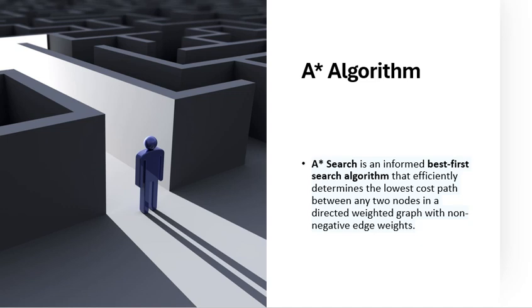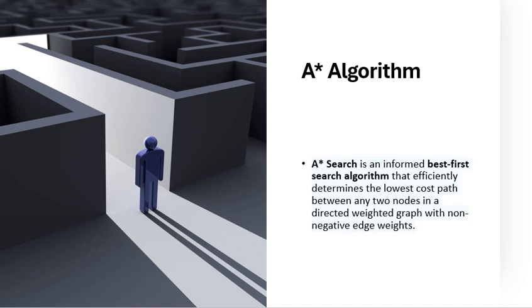A-star search is an informed best first search algorithm that efficiently determines the lowest cost path between any two nodes in a directed weighted graph with non-negative edge weights. So as you can see, there are a lot of terminologies involved. If you don't know about graphs or what weighted graphs are or what edges are or what negative edges are, you can see one of my videos in which I introduced graphs first.